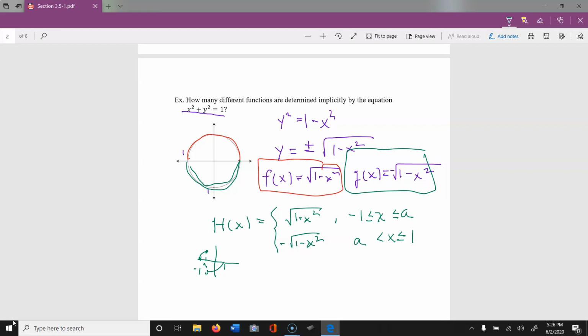Okay, so these are the functions that are implicit. And that's because, again, if you take these functions and substitute them into your equation, the equation being x squared plus y squared is equal to 1, then you get an identity.